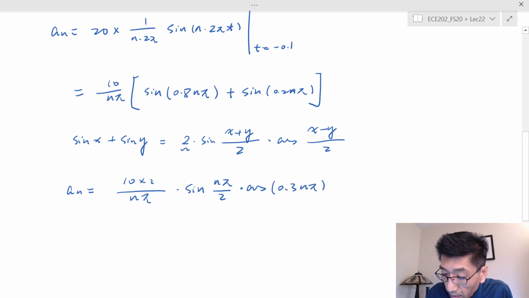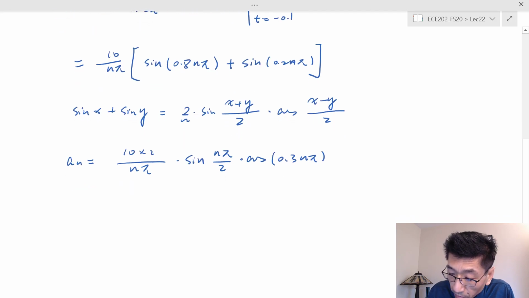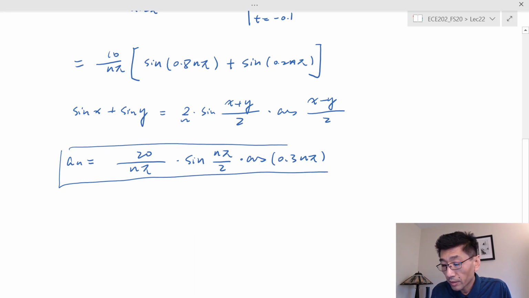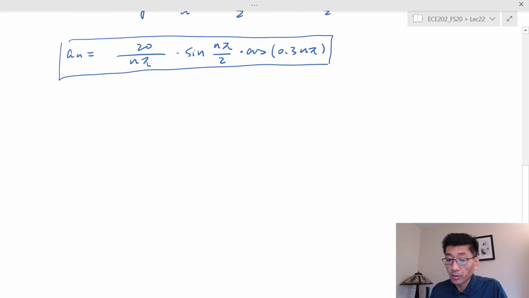Right? So these are the Fourier coefficients. I'm just replacing the n pi in the cosine term by 2 times 10 pi over 20. So this is the first a_n, and we can use a similar method to find b_n.